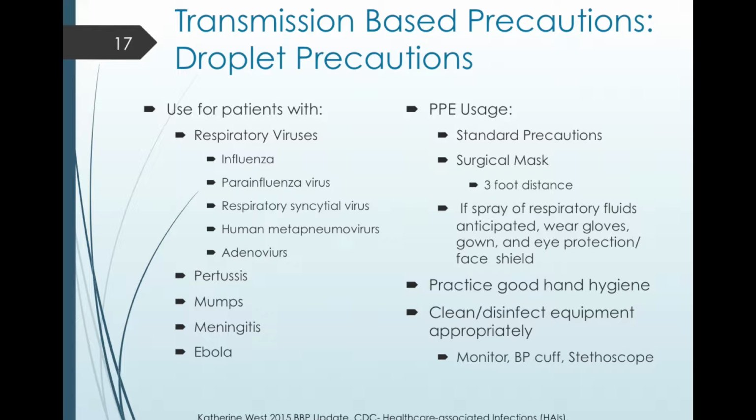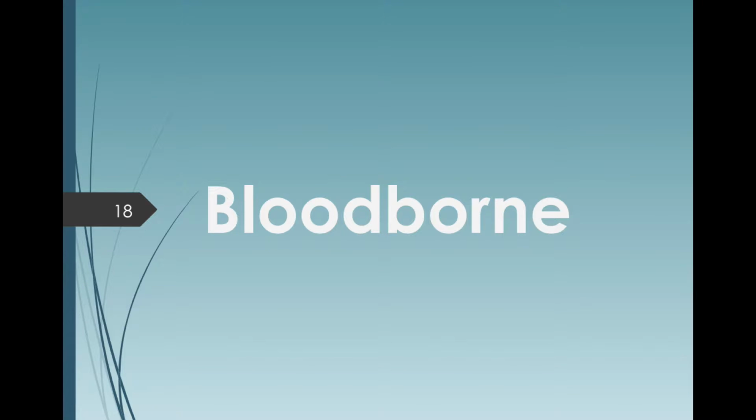Just like airborne, we want to have standard precautions in place. A surgical mask is appropriate to wear, and for droplet, we're looking at a 3-foot distance. Again, the same as with airborne precautions, if we anticipate a spray of respiratory fluids, we want to make sure that we have our standard precautions in place and that we have some extra protection from eyewear and a face shield. Hand hygiene and disinfect that equipment again.